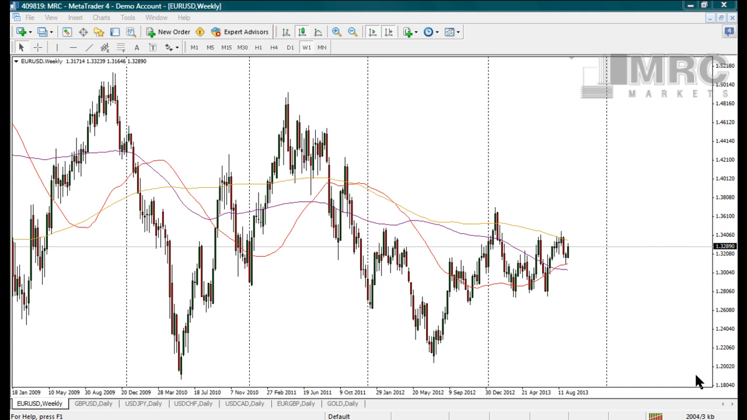What we'll do today is go through some technical analysis on Euro dollar, cable, dollar yen, dollar Swiss, dollar CAD, Euro GBP and gold.